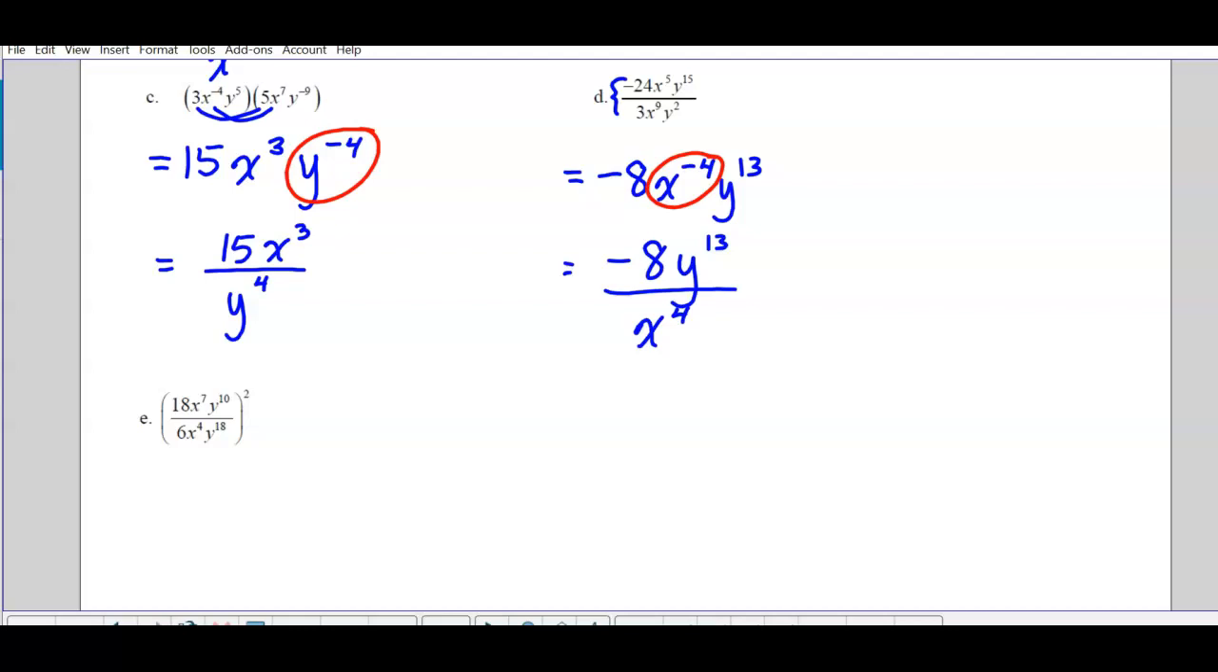But let's follow the order of operations so that we have inside of our brackets, 18 divided by 6 is 3. X to the 7 divided by x to the 4 is x cubed. And then y to the 10 divided by y to the 18 is y to the negative 8. So we use those laws to simplify inside the brackets. And then we square everything. I'm not going to deal with the negative exponent yet. I'm going to get rid of all my brackets. So now I square. So that's 3 squared, x to the 6, y to the negative 16.